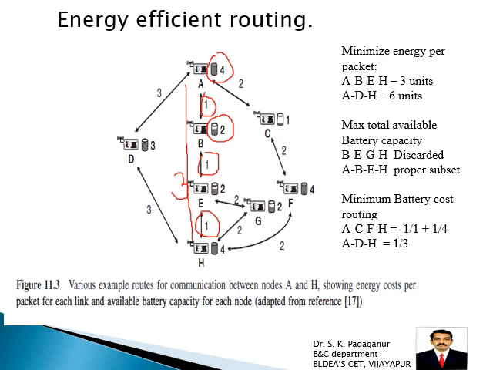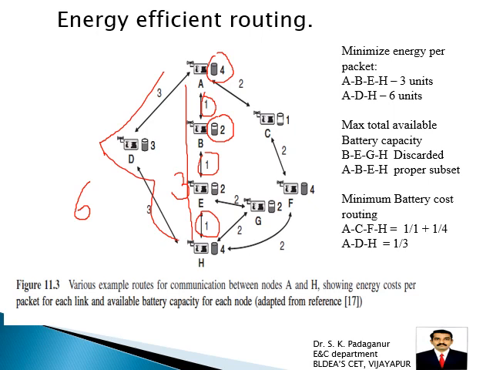The minimum hop count route would be ADH. This is the minimum hop count because only one intermediate node exists on this route, but the energy cost is 6. So based on your requirement and application, you can design your routing protocol in such a way that you see both the link energy as well as the battery capacity. One more important thing is maximum total available battery capacity.